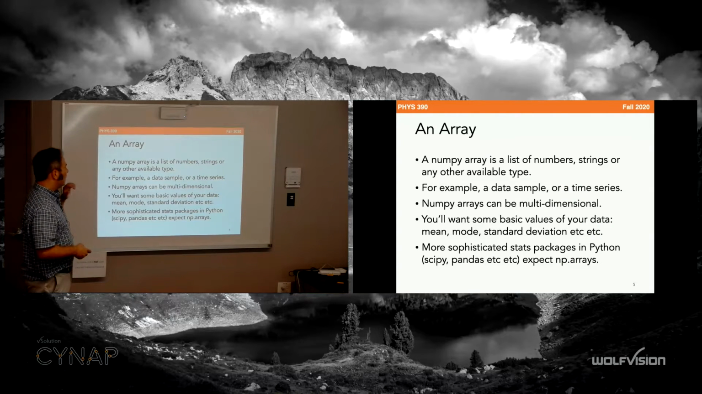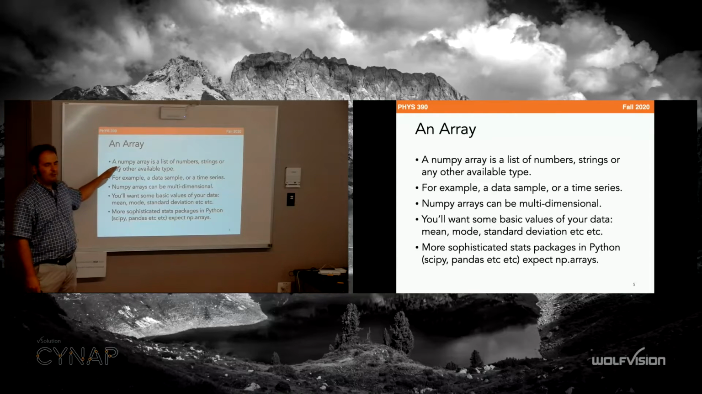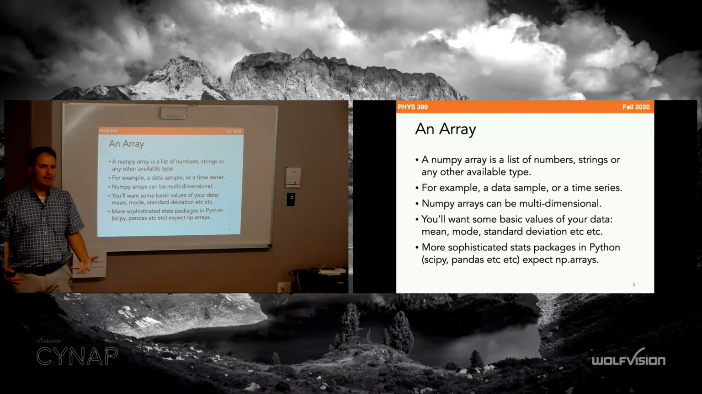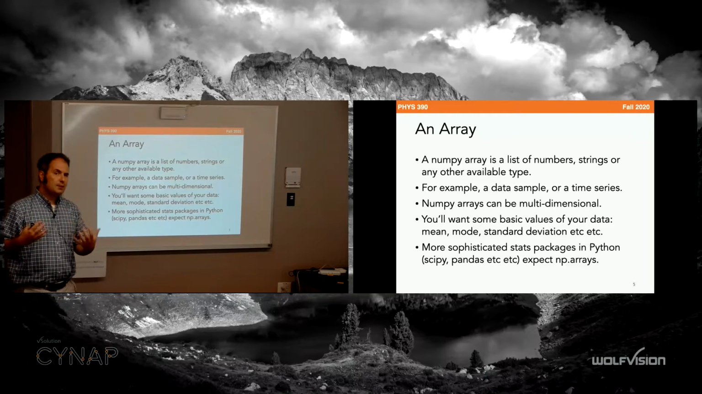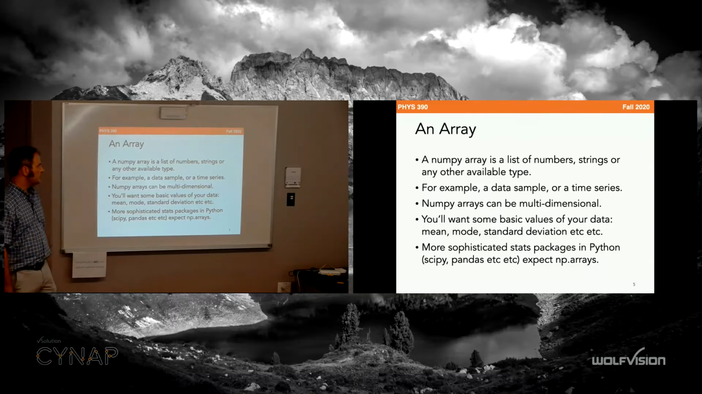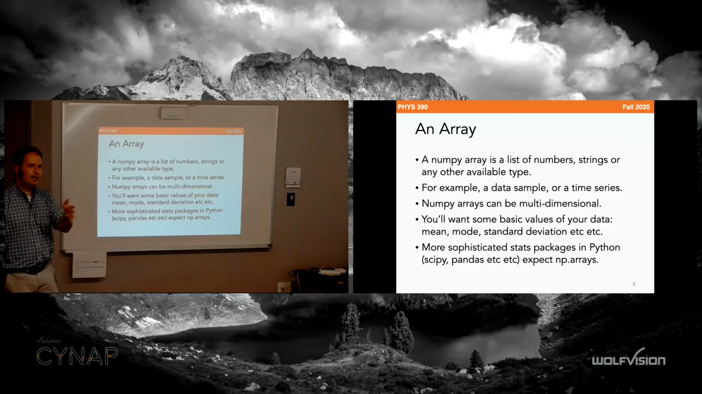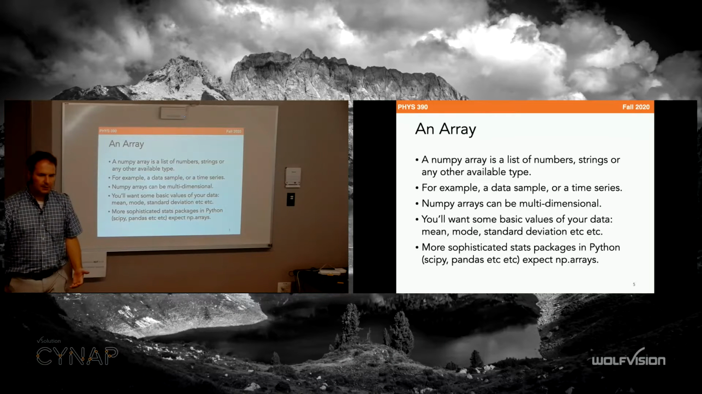All right, so a NumPy array is a list of numbers, strings, or any kind of available type. So we don't particularly care what's in there. That's just the data. We are now going to see what we can do to set data, for example, a data sample or a time series. That time series is one of my favorites because you instantly have time and measurement. Time, measurement, time, measurement. Very typical for any kind of physics, right?